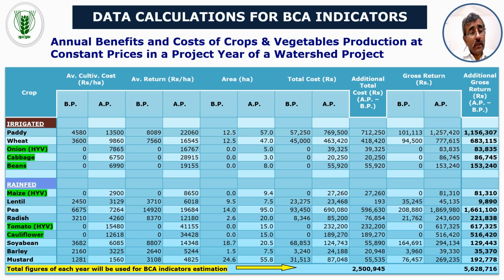Then those crops which have been highlighted in green are those which have been introduced because of the watershed management project for crop improvement, and so their before project values are 0.